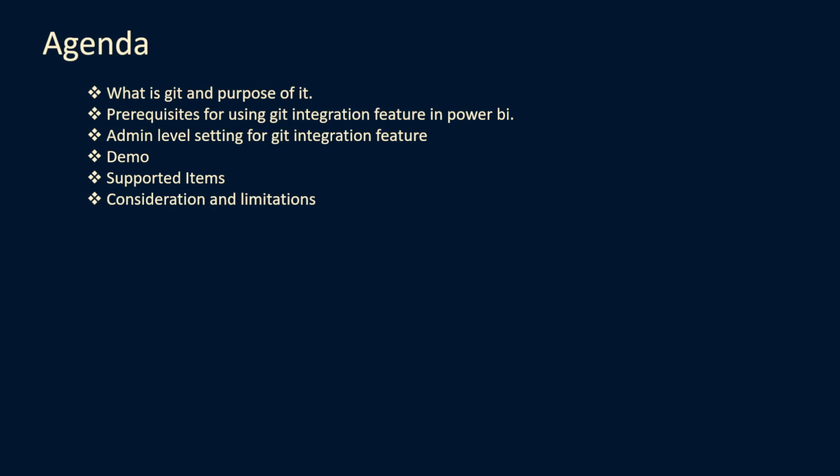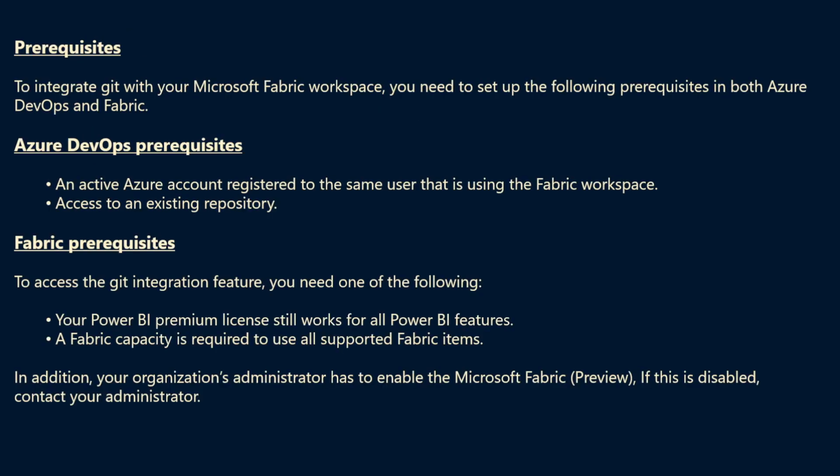Before that, let's talk about the prerequisites for using the Git integration feature in Power BI. So for that, let's go to the next slide. With this slide, we should know what the prerequisites are for using the Git integration. The prerequisites need to be maintained at two levels, the DevOps level and the Fabric prerequisite, or you can think of Fabric as the workspace level or Power BI level.